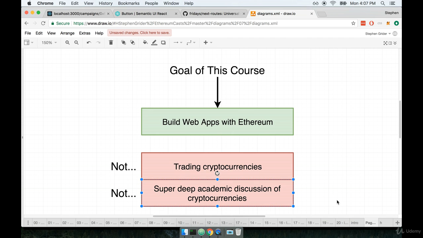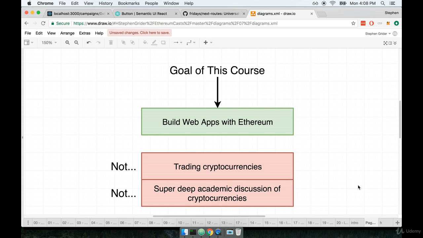Likewise, we're not going to go super deep into some of the academic side of Ethereum. Ethereum is a very complicated subject, and there's a lot of very complex, very high-level computer science discussions to be had. We're going to kind of abridge some of those discussions. I'm going to give you a very good idea of the fundamentals of Ethereum, but we're just not going to go quite so deep onto the very academic side of things.